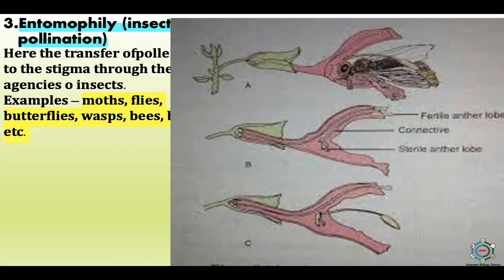In this type of case, when a pollen-dusted bee visits an older flower, its back rubs against the mature stigma, bringing about pollination. So this is the pollination in case of Salvia.